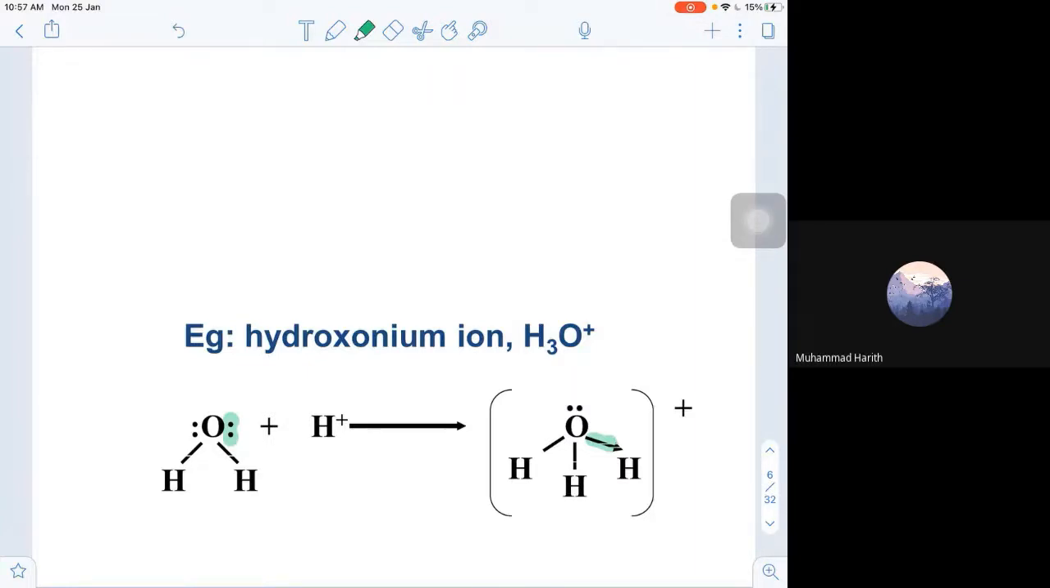Another example is the formation of the ammonium ion. Ammonium is NH4+.